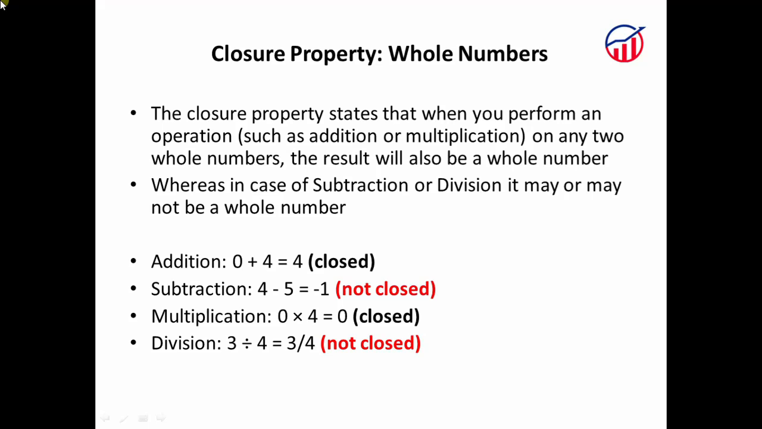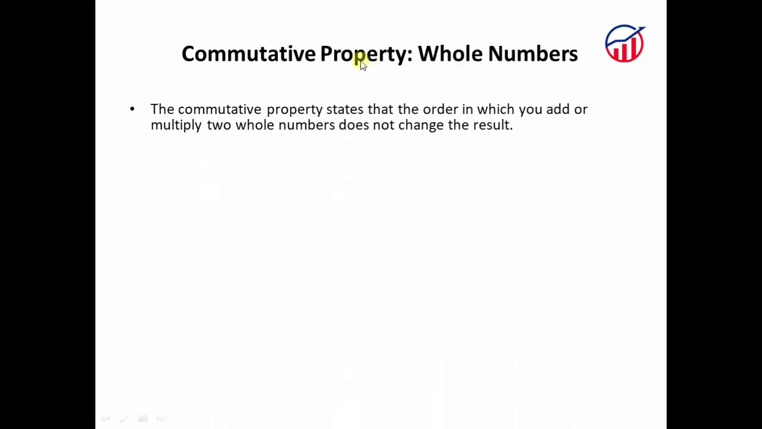Next we move on to the commutative property for whole numbers. What does it state? The commutative property states that the order in which you add or multiply two whole numbers does not change the result. What it means is, let's say you do an addition of 2 plus 3, or you do an addition of 3 plus 2, the answer will always be 5. It won't change. Likewise in multiplication, let's say you multiply 2 into 3, you get 6, or you reverse the order, 3 into 2, you're going to get 6.